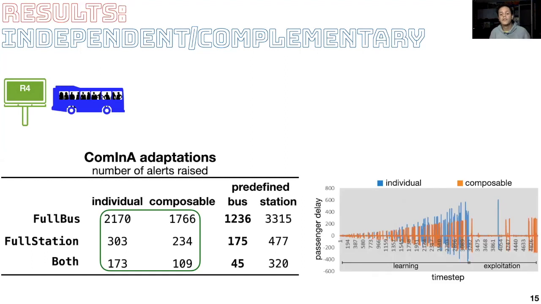This behavior is confirmed by the evaluation of the average delay per passenger that we observe in the system, so the delay of a passenger in reaching its destination, where you can see that the behavior of ComINA choosing the individual adaptation or the composable adaptation is comparable in the rightmost part of the graph, which is the exploitation part, while the leftmost part of that graph is a little bit more erratic because that is the process in which ComINA is learning how the adaptations should interact.